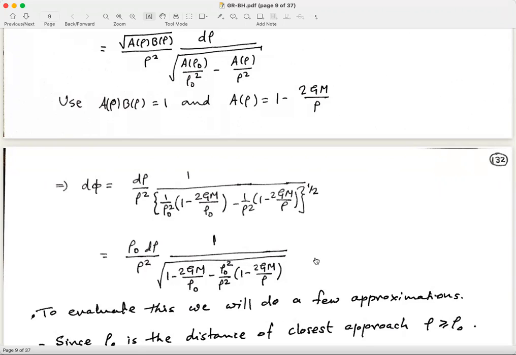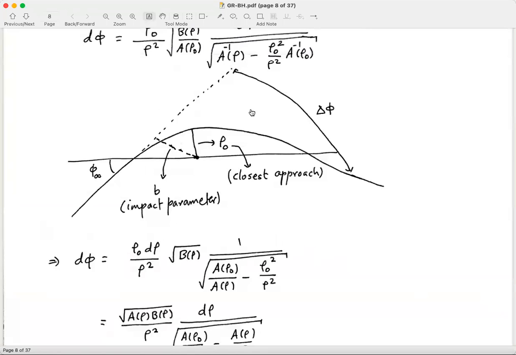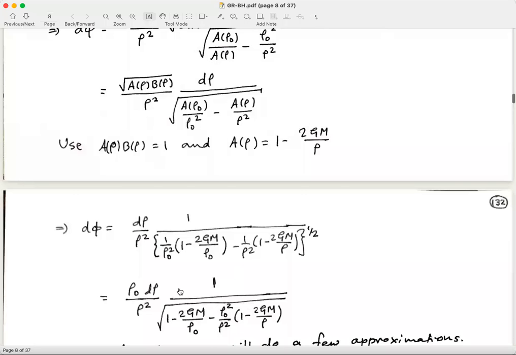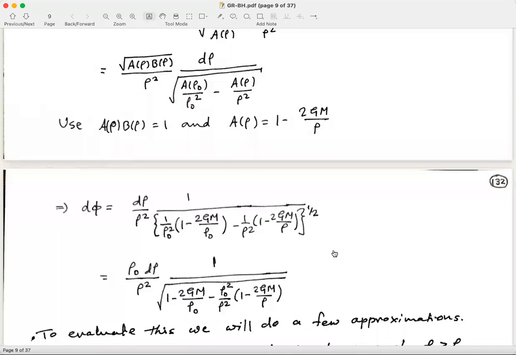As I said, the bending is really tiny for objects like the sun, some stars of that kind. Unless you are really looking at a supermassive black hole or some such thing, you don't really see much of a significant bending. Therefore, we will do an approximation while solving this integral, because the bending effect is small.